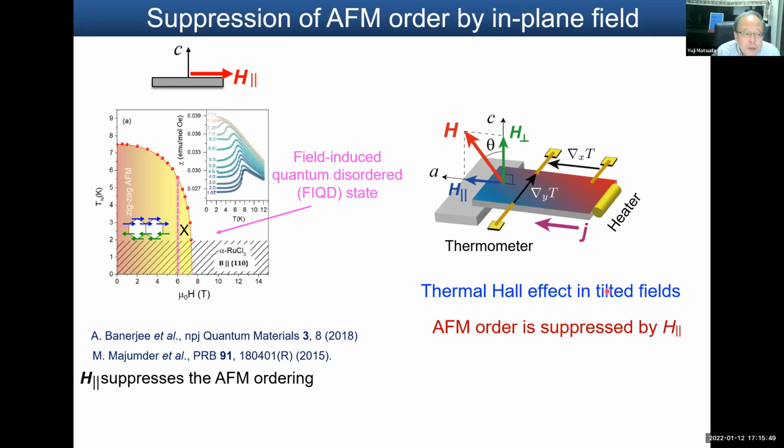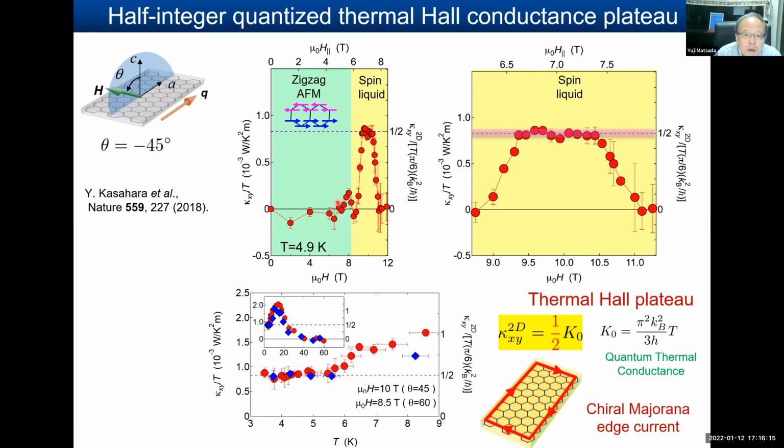Okay. In this material, if you apply the magnetic field, the Néel order is strongly suppressed and the field-induced quantum disordered state appears in magnetic field parallel to the ab plane. So we measure the thermal Hall effect in tilted field. In this case, the antiferromagnetic order is suppressed by the field component parallel to the ab plane. So this is a result of the thermal Hall effect. In the antiferromagnetic order state, we observe a very small thermal Hall effect. But on entering the spin liquid state, thermal Hall effect is strongly enhanced, and we observe the plateau-like behavior. And at high field, the plateau-like behavior disappears.